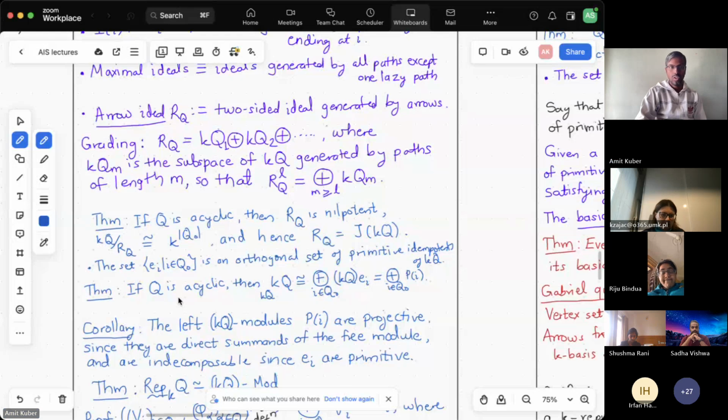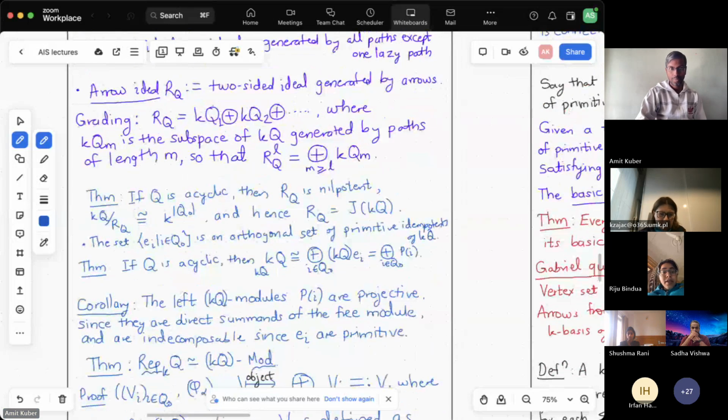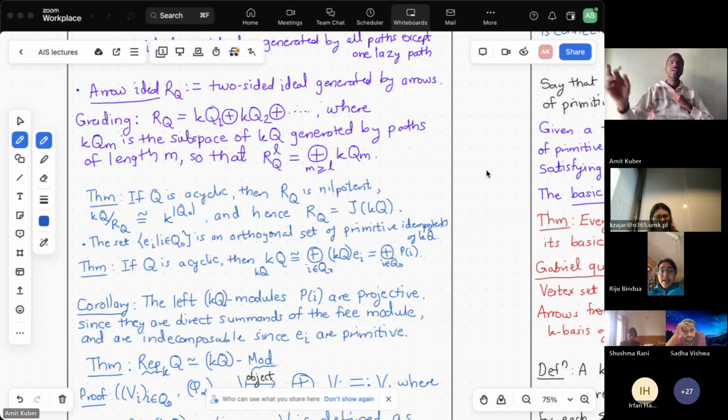Okay, so now, I told you at the beginning itself that we can interchangeably use the terms modules and representations. In case Q is just a quiver, we can actually prove it now. How? We are going to show that the category of K-representations of Q is equivalent to the category of KQ modules.